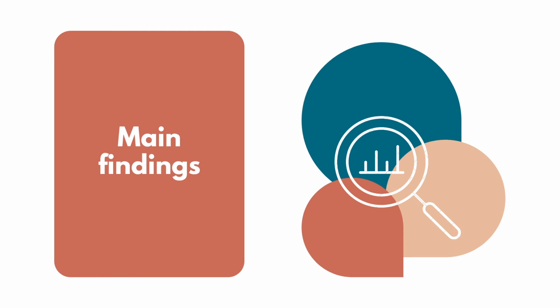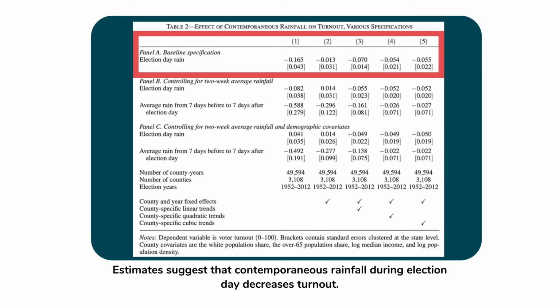We are now going to discuss the paper's main results. Table 2 shows the estimated impact of contemporaneous rainfall on turnout. As we can see, rainy weather on election day decreases voter turnout. The effect is between 5 and 7 percentage points and is statistically significant. This negative coefficient remains significant when controlling for 2-week average rainfall.